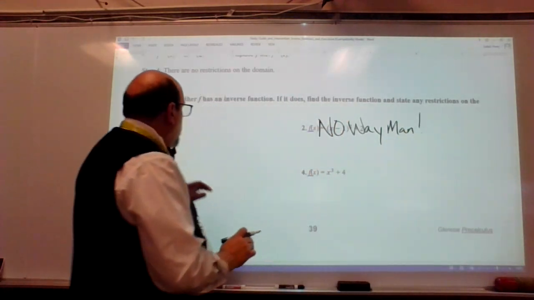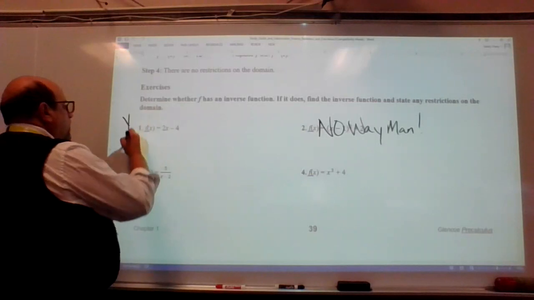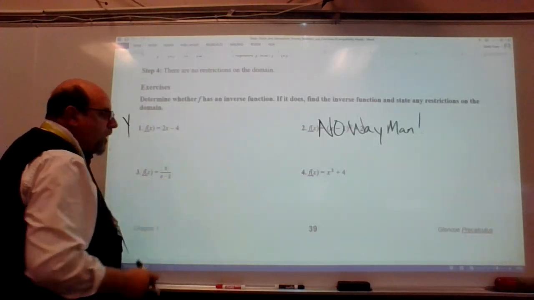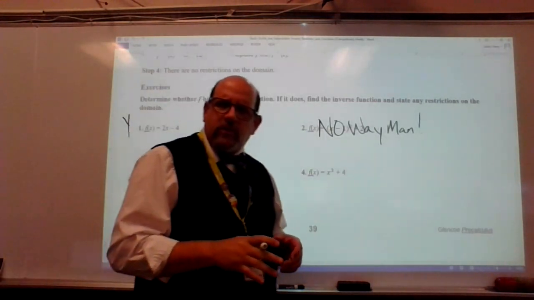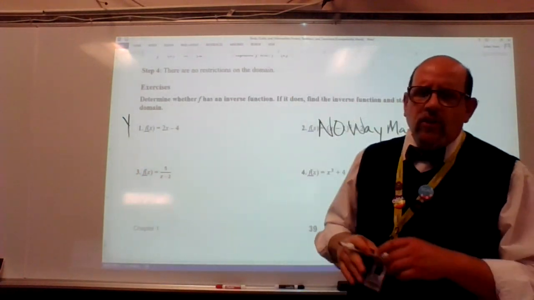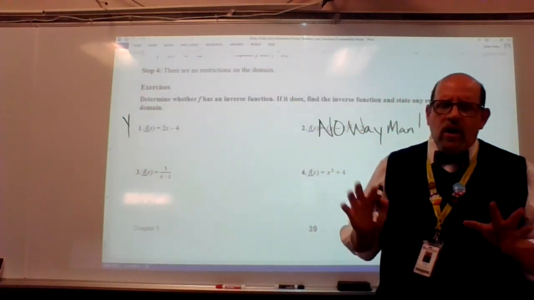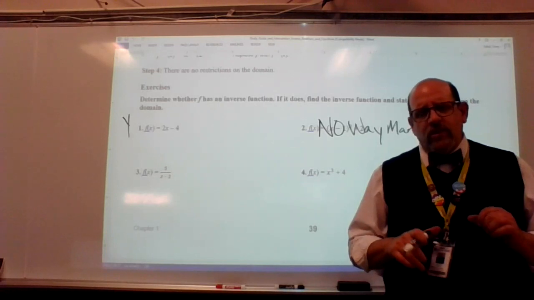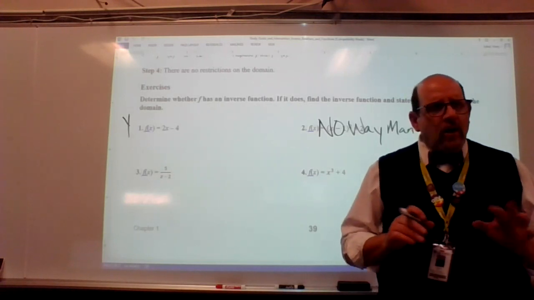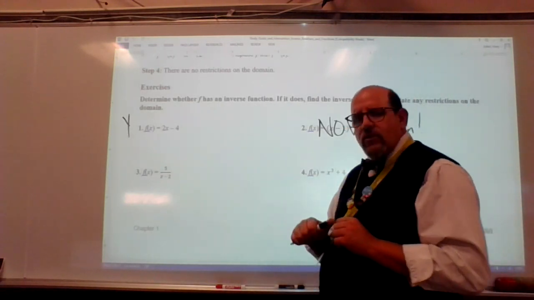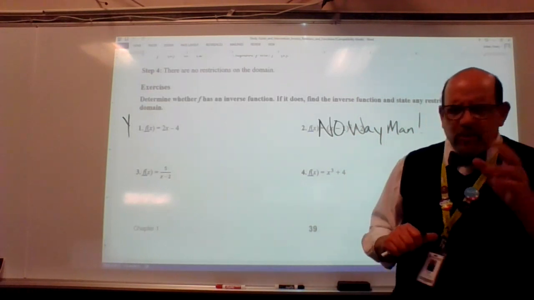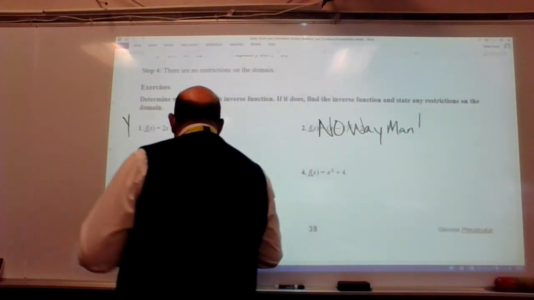All right? So this one is a yes. Let's go ahead and take a look at this. Now this one's a little bit different for you guys. You're not used to seeing these 1 over x functions, these inverse functions on a regular basis. But I know what this looks like just because I've seen it a couple of times.